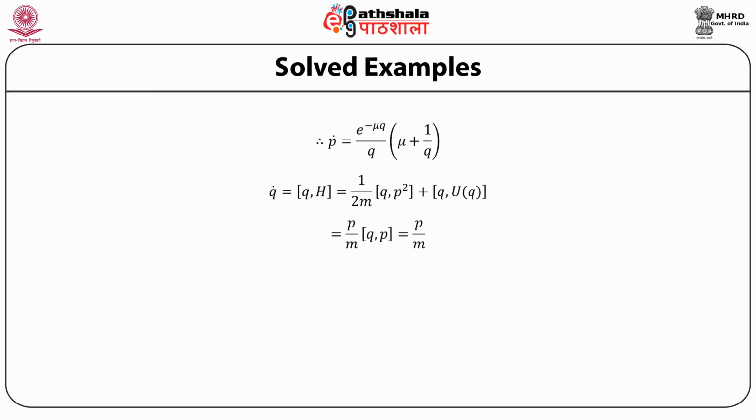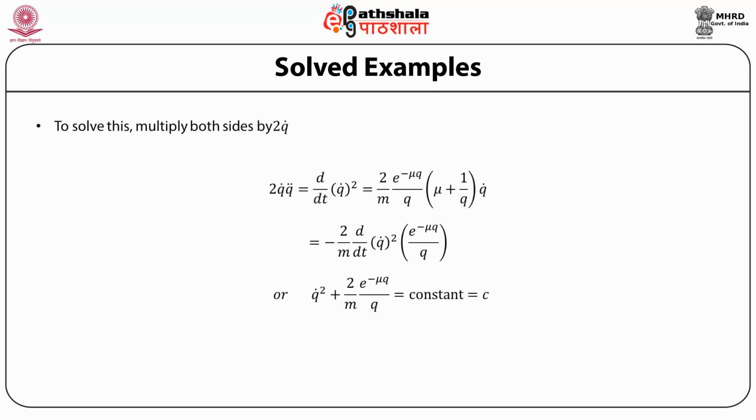So we obtain, using the Poisson bracket, the time derivative of the momentum p dot as exponential minus mu q by q multiplied by mu plus 1 upon q, and the time derivative of the coordinate q, that is q dot, which is given by the Poisson bracket of q with H, can be easily calculated, and we obtain q dot is equal to p by m. Thus q double dot is p dot by m, and p dot was obtained earlier. Therefore, q double dot is exponential minus mu q by m q multiplied by mu plus 1 upon q. So this is the equation of motion we have obtained.